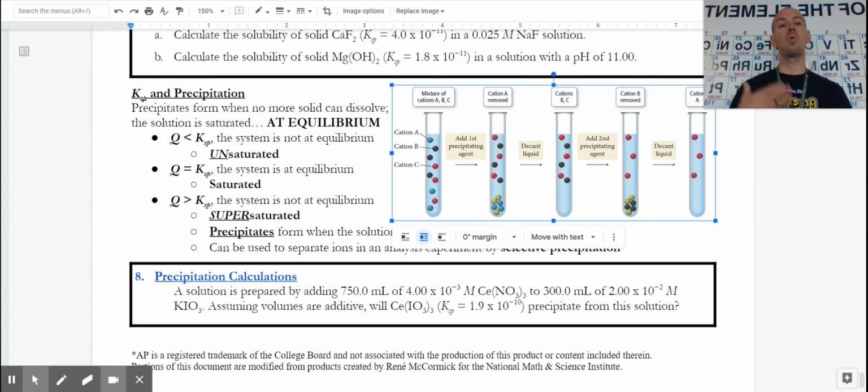So that's a good qualitative way that we use Ksp values, or you can be asked about them in a multiple choice question: which of these will precipitate first, by looking at which needs less of the added chemical before a precipitate forms.